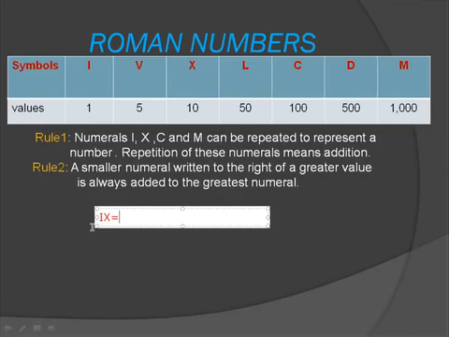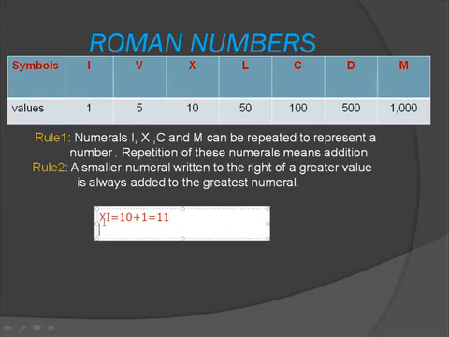See here clearly: I is a smaller number and X is a bigger number. The I value is 1 and the X value is 10. First you write the greater number, X, and the smaller numeral goes to its right, I. X means 10, I means 1, so it will add 10 plus 1, which becomes 11. So if you want to write 11, you will write XI. In Roman numerals you write like this.